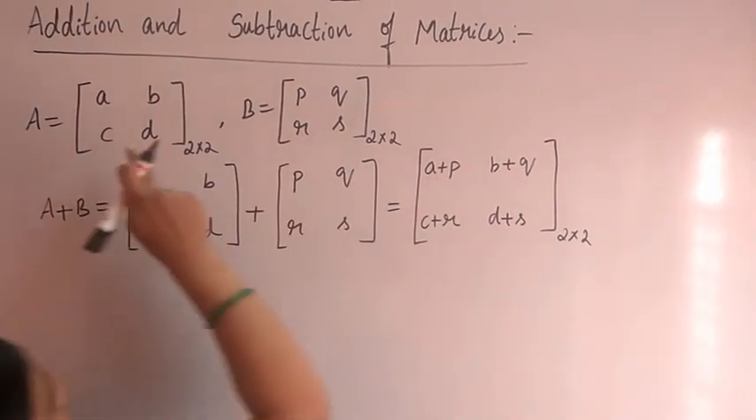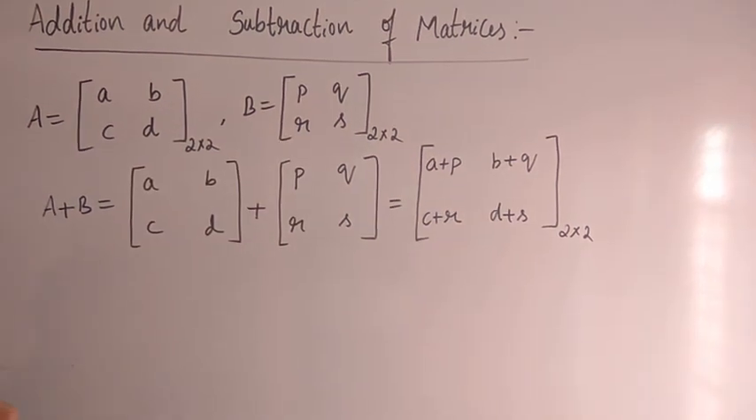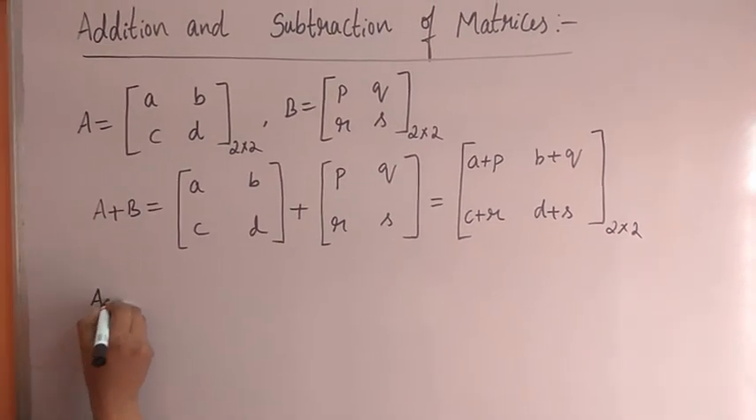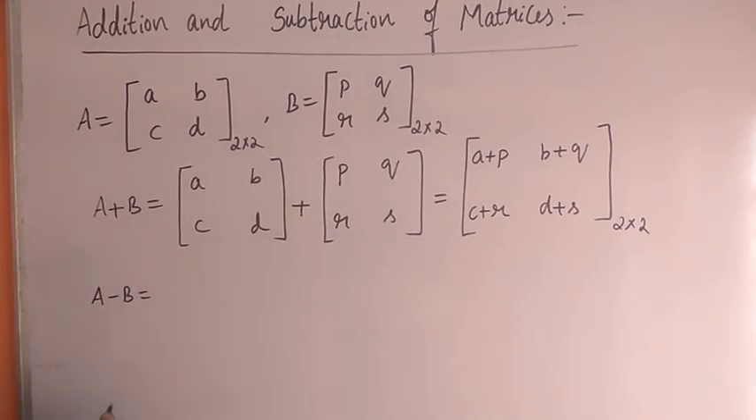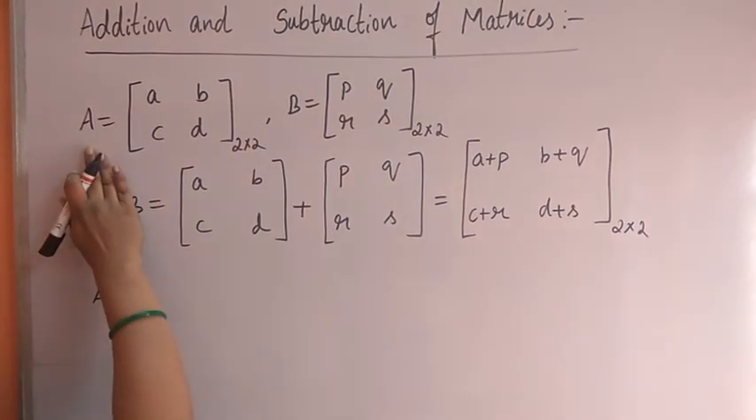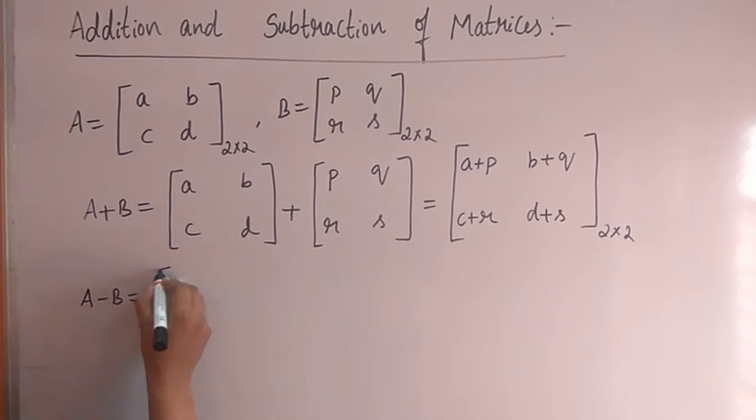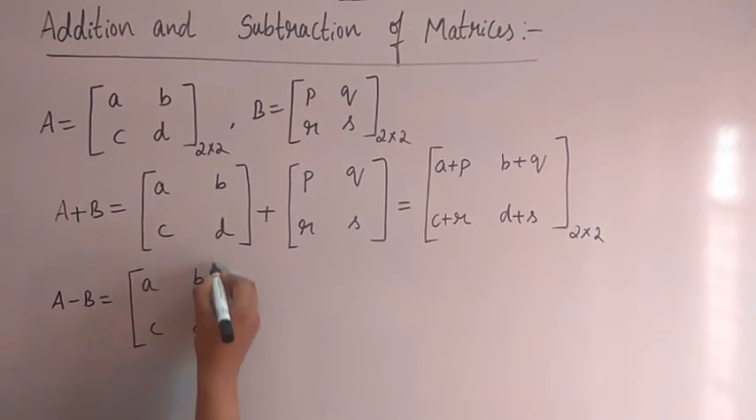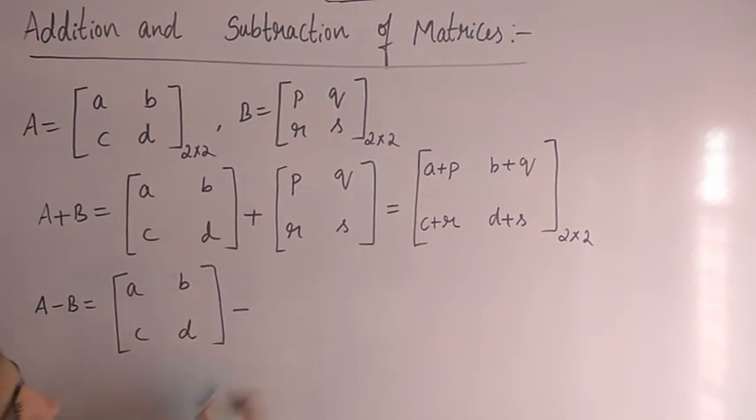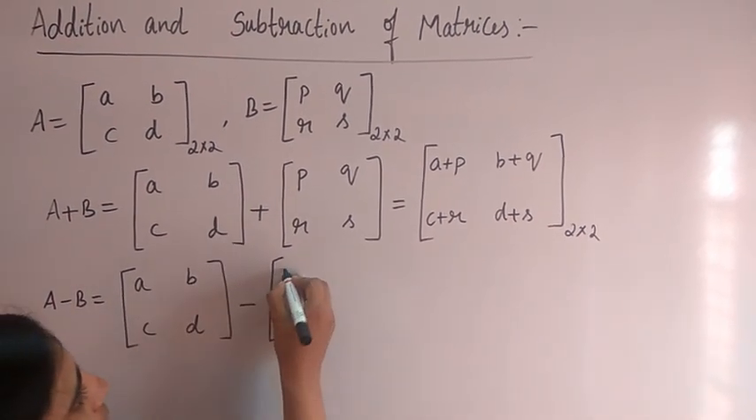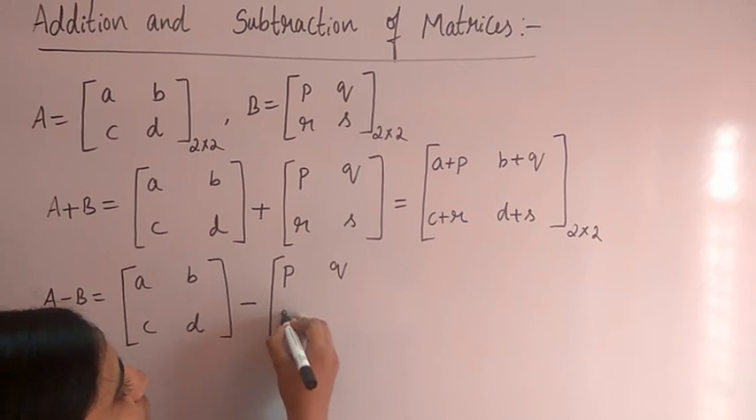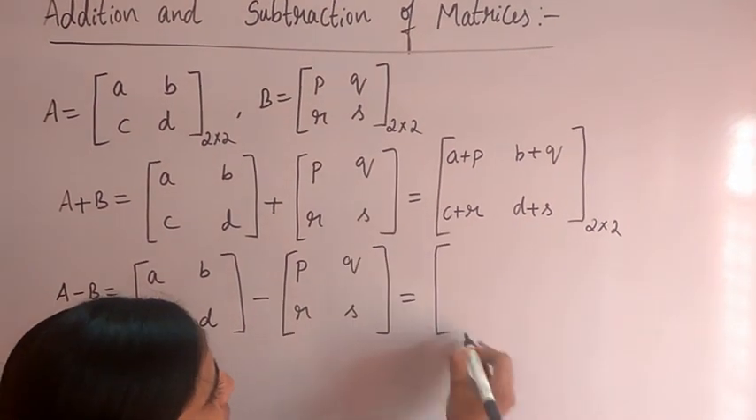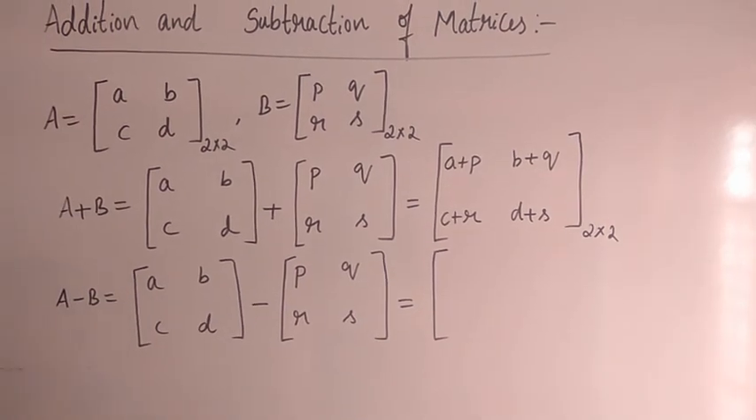Same as the matrix A and B. Similarly for subtraction, if we take the subtraction, we get A minus B, subtraction of matrices. A minus B is equal to matrix A, which is A, B, C, D, minus matrix B, which is P, Q, R, S. Subtraction of matrices means we have to subtract their corresponding elements.